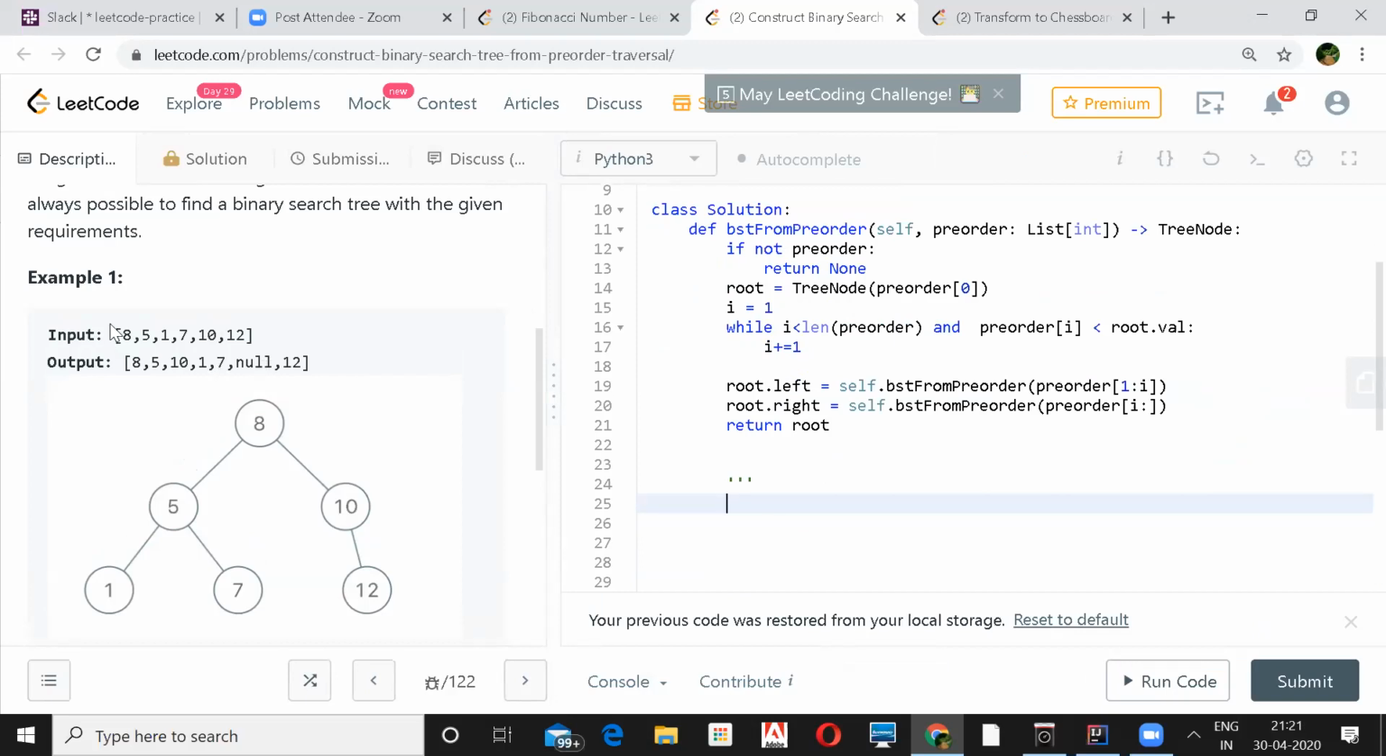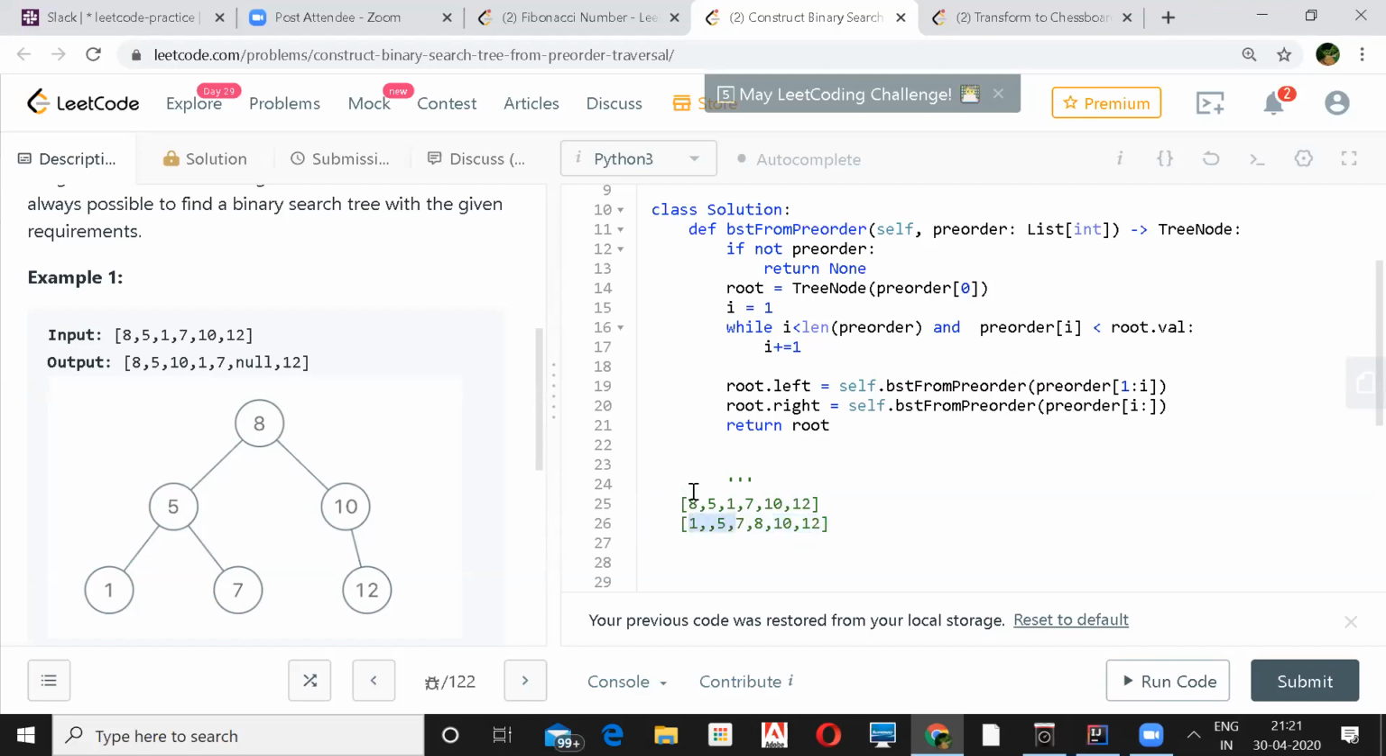Let's say we have this array. If you sort them, you'll have 1, 5, 7, 8, 10, and 12. Now we have the in-order, and we know the pre-order, which means the root starts from here. If 8 is your root, then you divide this in-order into two parts, 1, 5, 7 and 10, 12, and recursively work on this.